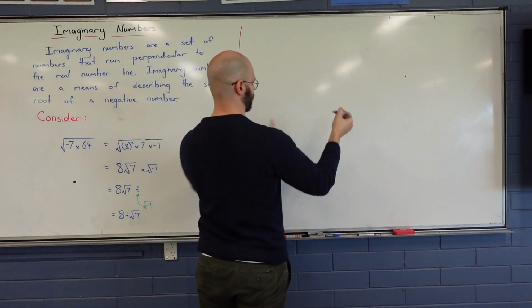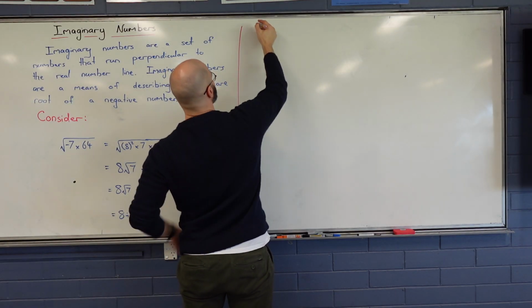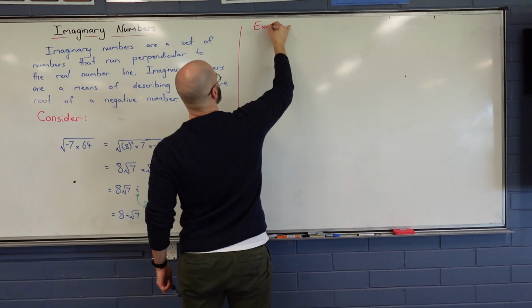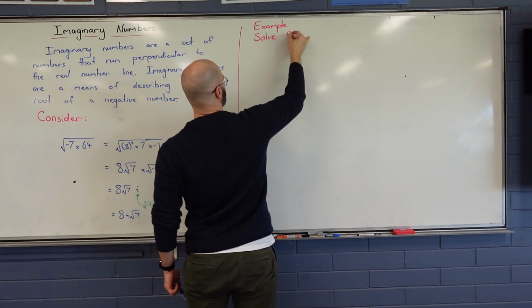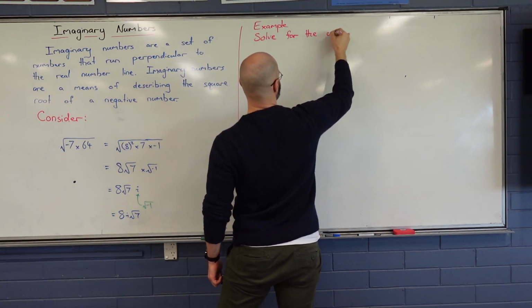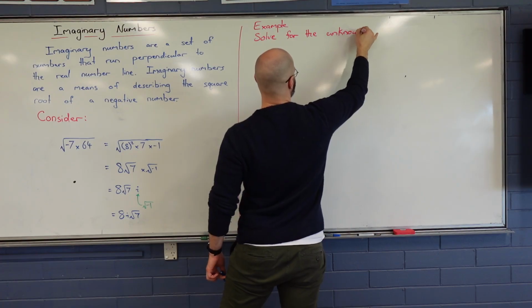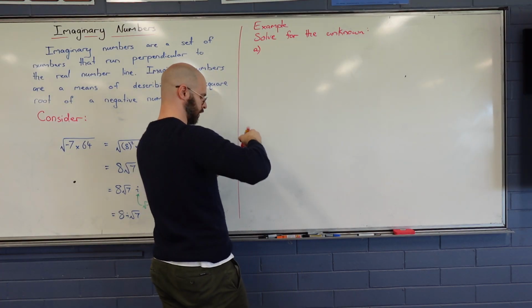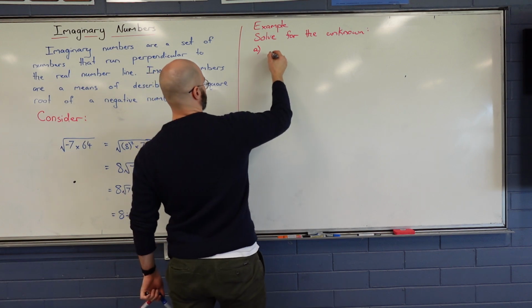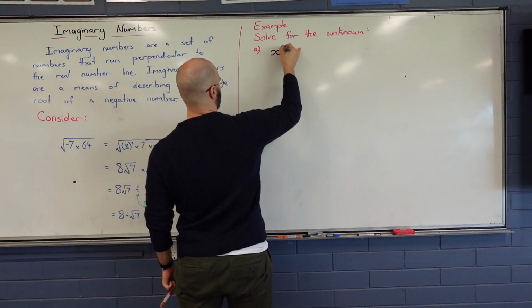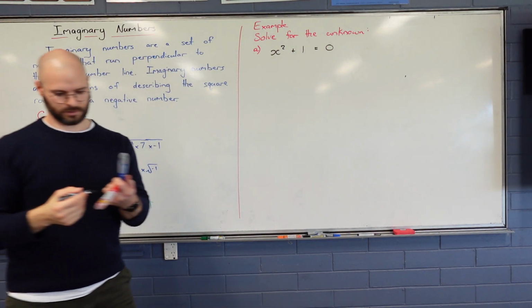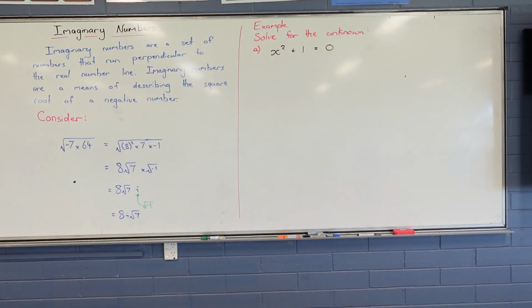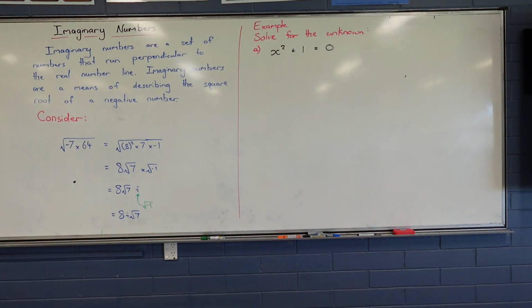Suppose I have to solve for the unknown x. We want to solve the equation x squared plus 1 equals 0. Firstly, what is our unknown? Don't be shy. X.